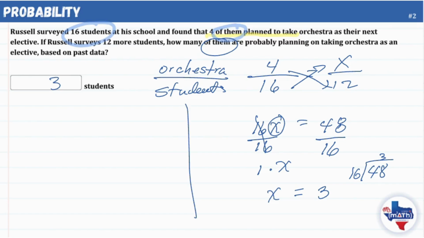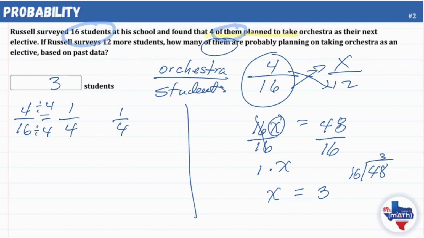Now, the other technique would be this. If I know that 4 out of 16 like orchestra, and I reduce that, that's 1/4 of the students. So if I take 1/4 of 12, 1/4 of 12 students, that's the same as saying 1/4 times 12 over 1. 1 times 12 is 12, 4 times 1 is 4, and 12 divided by 4, of course, is 3. Again, 3 students.